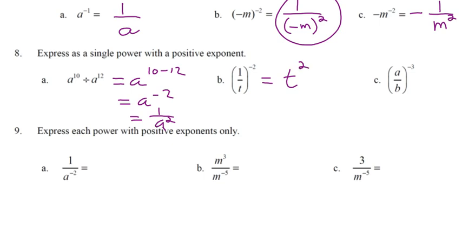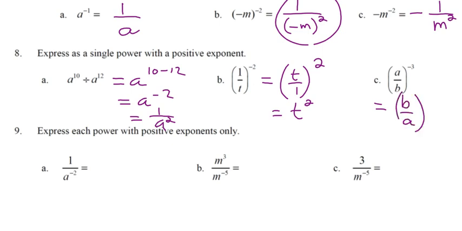So actually what we should do is probably do this. Flip this, 1 over t becomes t over 1. Change that to positive, and then just write it as t squared. What do we do with a over b to the negative 3? Becomes b cubed over a cubed.